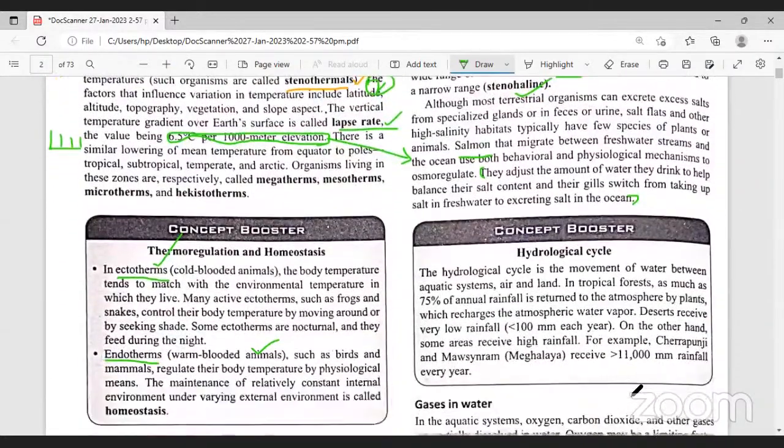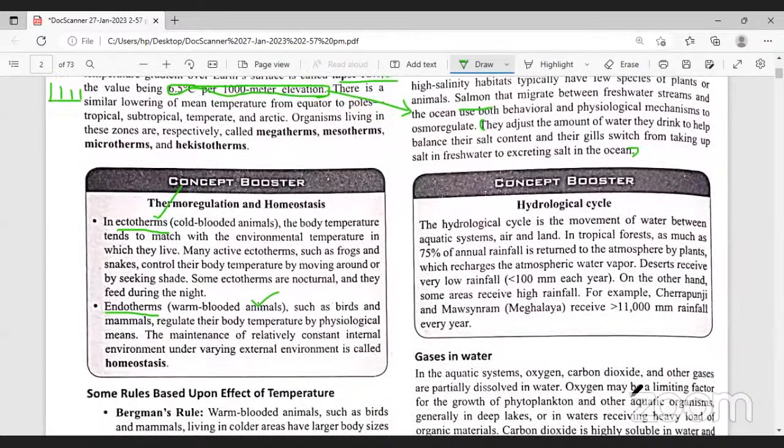And another one is the hydrological cycle. What is the meaning of the hydrological cycle? How does it act as a cycle for living organisms? See, the hydrological cycle is the movement of water between the aquatic system, air and land. This is nothing but the rain. Take an example. In tropical forests, as much as 75% of annual rainfall is returned to the atmosphere by plants, isn't it? It's very, very important. Already know about it. We recharge the atmosphere with water vapor.